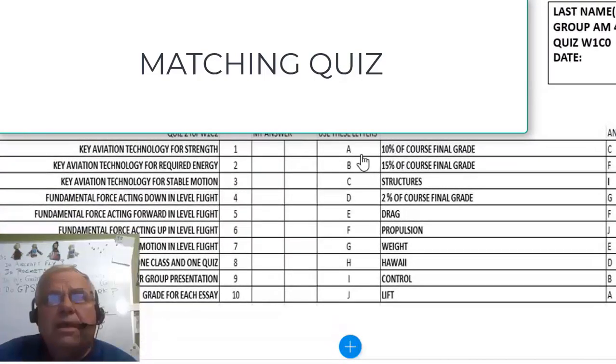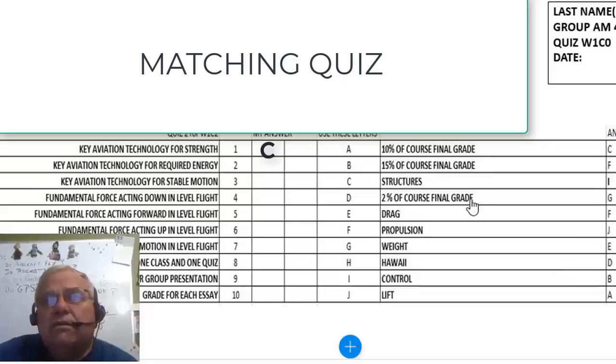The idea is to match number 1, the key of aviation's technology for strength, with one of these rows over here, which would be correct. The key aviation technology for strength is structures, which you would get after today's lecture. And so you see the correct answer is C. So I have the correct answer shown over here.